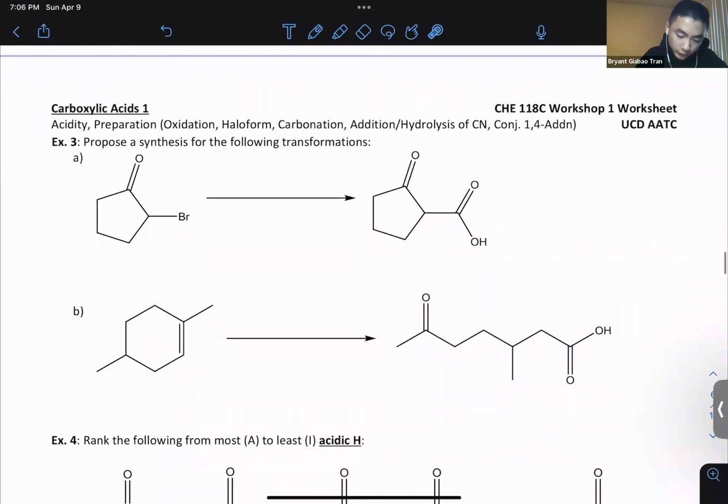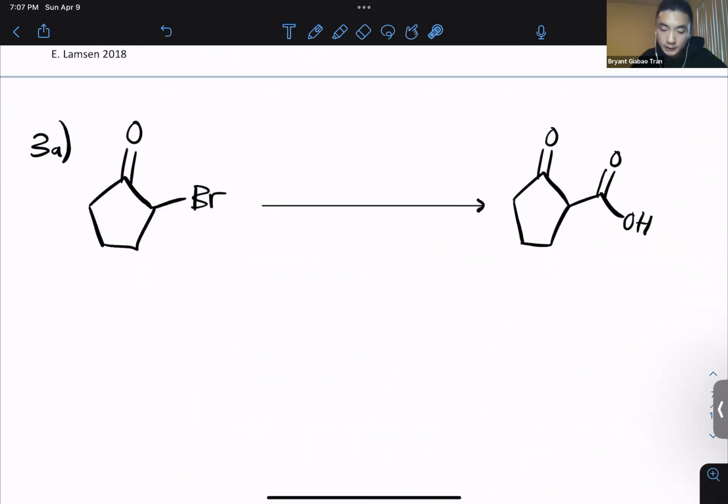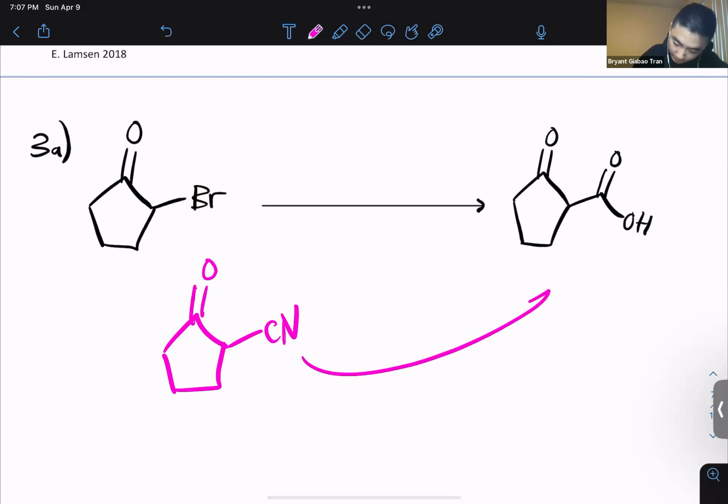Okay, so now let's go over synthesis of this worksheet problem right here. So we see here that we start off with a cyclopentane with a ketone, bromine, and we have the same thing. So the only thing that changed we see here is the bromine with carboxylic acid. So we see that we could form a carboxylic acid through the hydrolysis of nitrile. So we could say that this bromine got converted to a nitrile, like this, and then we just hydrolyze that nitrile into the carboxylic acid.